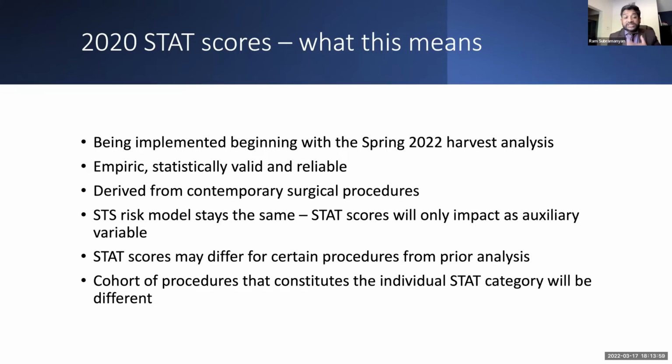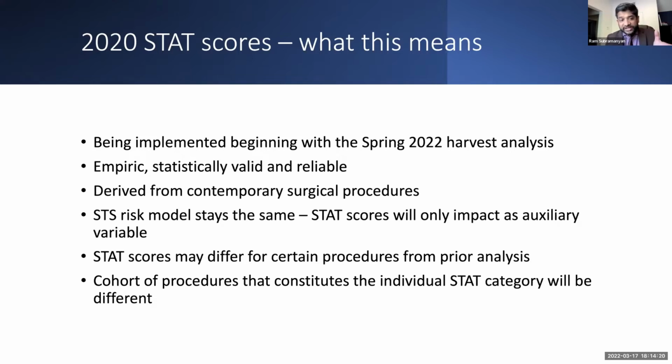The STS risk model stays exactly the same. The risk model does not change. So I'm going to remind our conversation from before that the only change will be because STAT scores are an auxiliary variable. That's the only change that will happen to the risk model. The original model stays exactly the same, so you shouldn't have to worry about it.